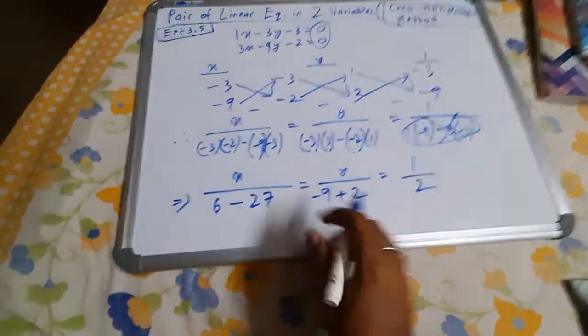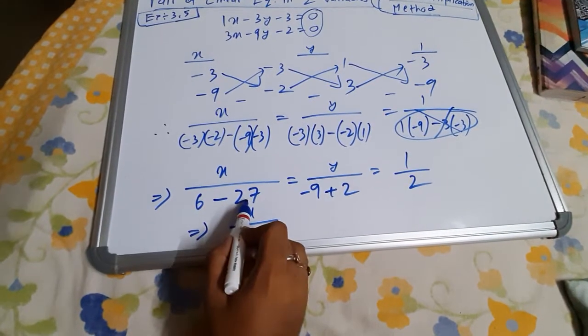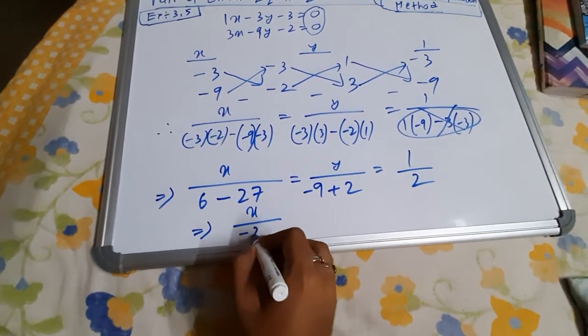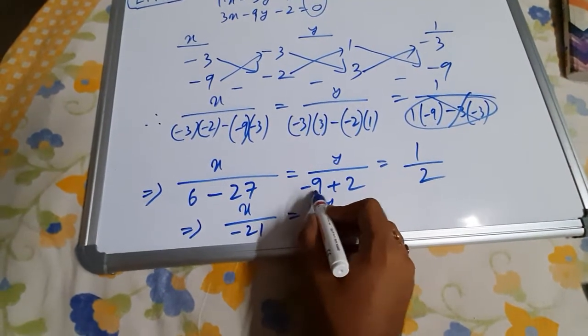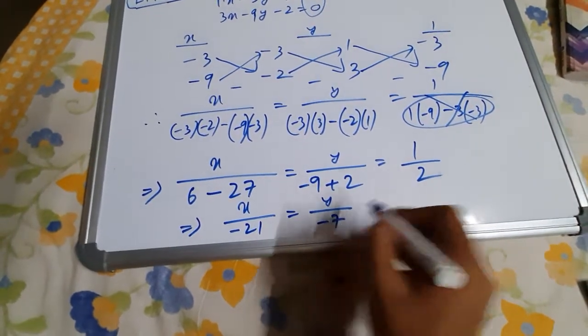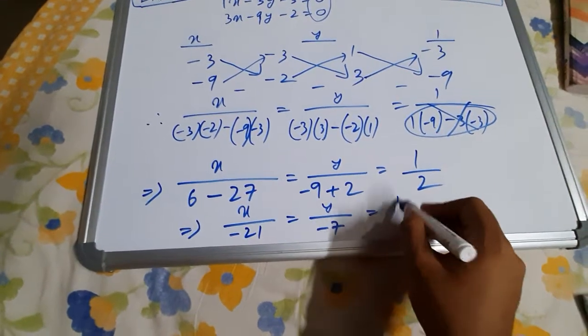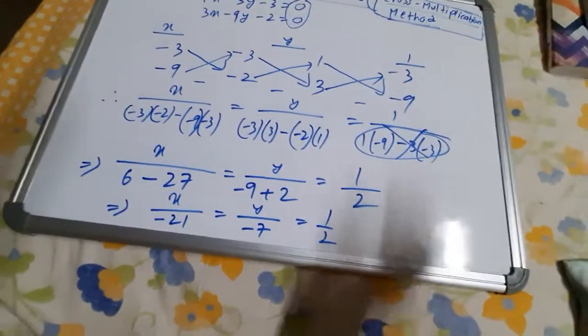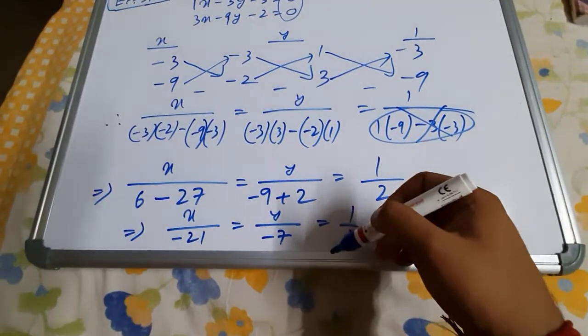Now we will solve. One more step can be done. X divided by 6 minus 27, so it will be minus 21. Y by minus 9 plus 2, that is minus 7. Minus 7 equal to 1 by 2. So this is what we get after doing all this.